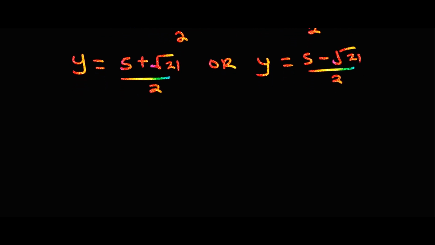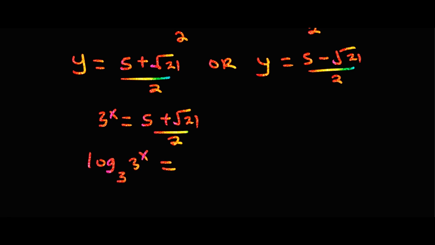So if we take the first one, remember we said that 3 power x was equal to y. So for the first case, when y is 5 plus root of 21 over 2, we can introduce logs. Remember, we're dealing with log to base 3. So we can say log to base 3 of 3 power x is equal to log to base 3 of 5 plus root of 21 over 2.